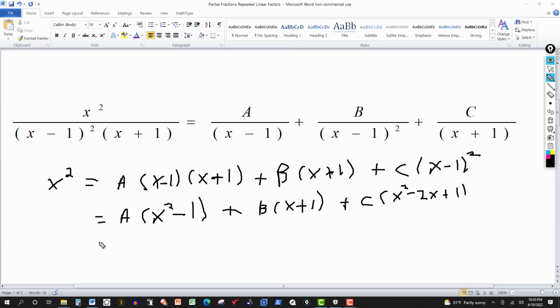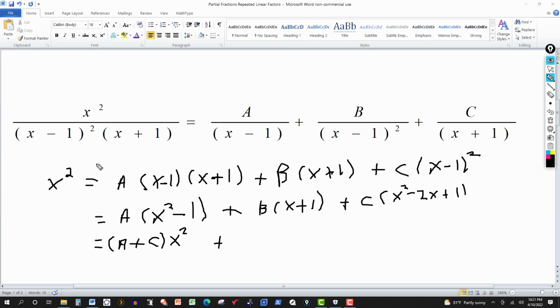And then here's where we're going to collect terms. So we're going to group all the terms with an x squared. Notice if I multiply a times x squared, that gives me ax squared. And then over here, if I multiply through, I got c times x squared. So I got ax squared plus cx squared. So I'm going to group those together. So this will be a, factor out the x squared, so it'll be a plus c times x squared.